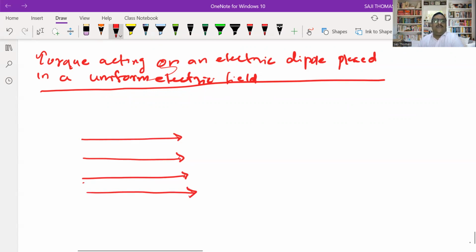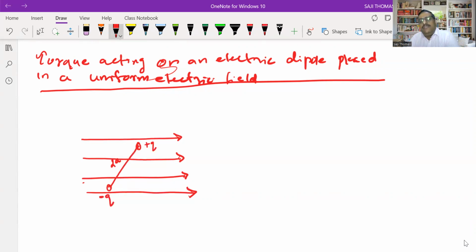Now I am placing an electric dipole. An electric dipole I am keeping at an angle with the electric field. So I am drawing the electric dipole. This is the negative charge, positive charge. The length of the dipole is 2a. This charge is minus q, and the positive charge is plus q.